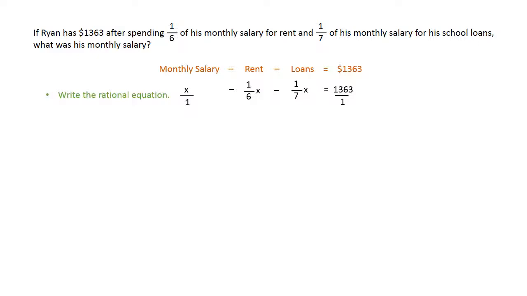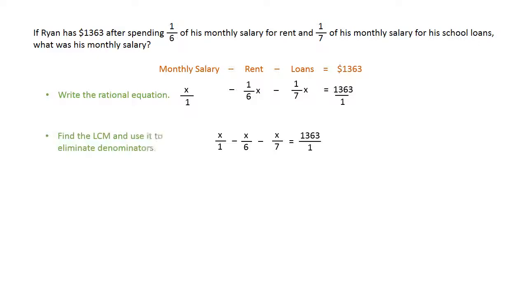I'm going to go ahead and throw some ones underneath the x and the 1,363 so that I have 4 fractions to work with as I'm solving the equation. I'm also going to move the x in the rent and the x in the loan on top in the numerator. So that's going to give me x over 1 minus x over 6 minus x over 7 equals 1,363 over 1. The ones are placeholders, and moving the x up top just helps me keep track of everything.